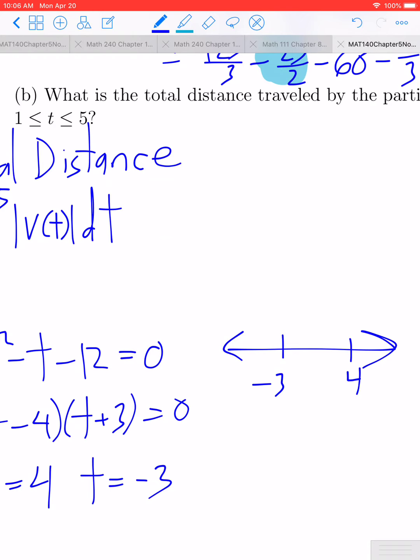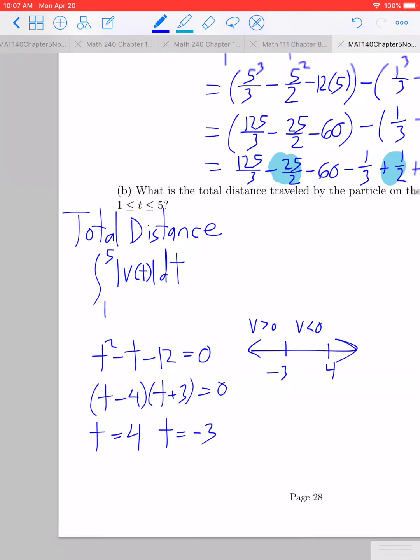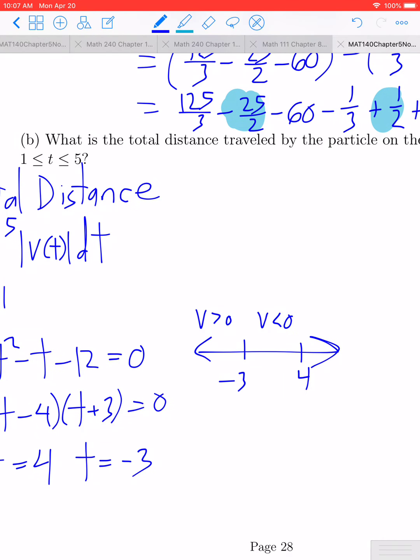And then what you could do is use kind of like what we did in the last section. We can do a sign chart here, plug in some test points to see the value for the velocity. I will skip to the chase, but if I plug in negative 4, I know that the velocity is going to be positive here. The velocity is going to be negative in between negative 3 and 4. And the velocity will be positive for values of t greater than 4.